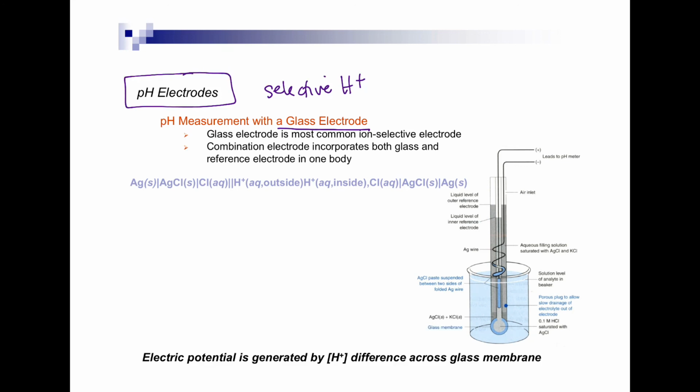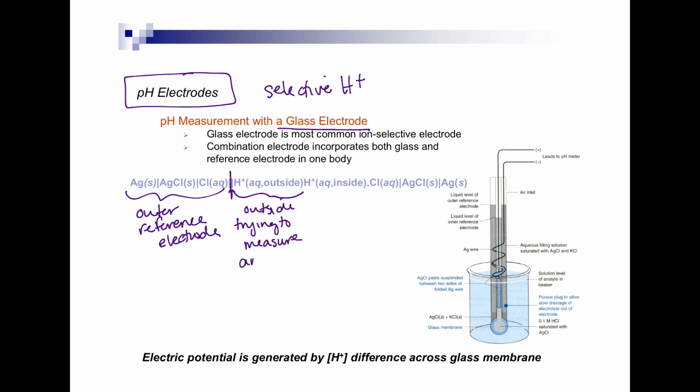So the way a glass electrode works is, you can see the salt bridge here, so we're going to make a little line there. This part is the outer reference electrode. And then this portion here is also on the outside, but this is the solution that you're actually trying to measure. So that's our analyte solution.